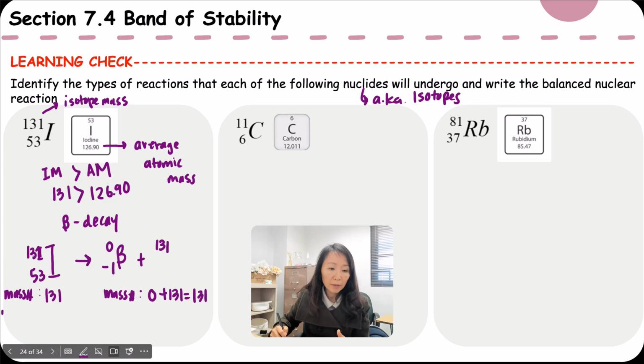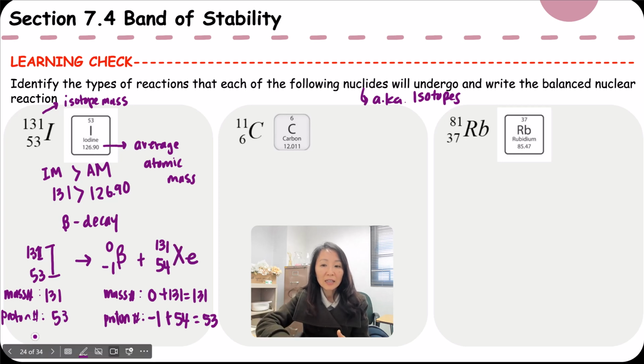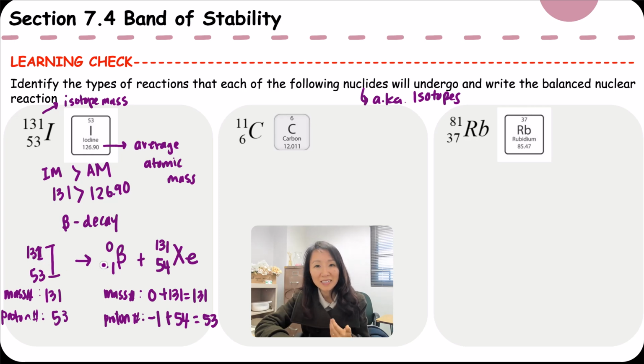For proton number, on the left-hand side, the total is 53. On the right side, the proton number of the beta is -1, and then you need to add something to get 53. So that's my -1, which means this must be 54. So what element has a proton number of 54? If you look in the periodic table, that's xenon, Xe. So this is the balanced nuclear reaction for the iodine. This unstable isotope will go into beta decay.